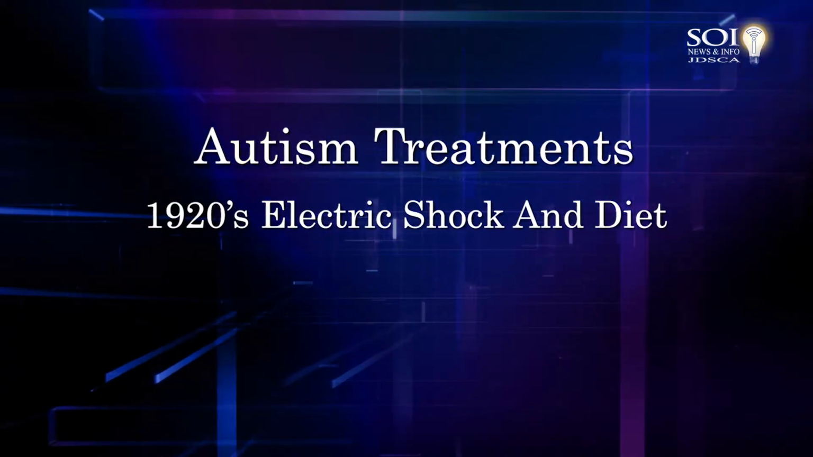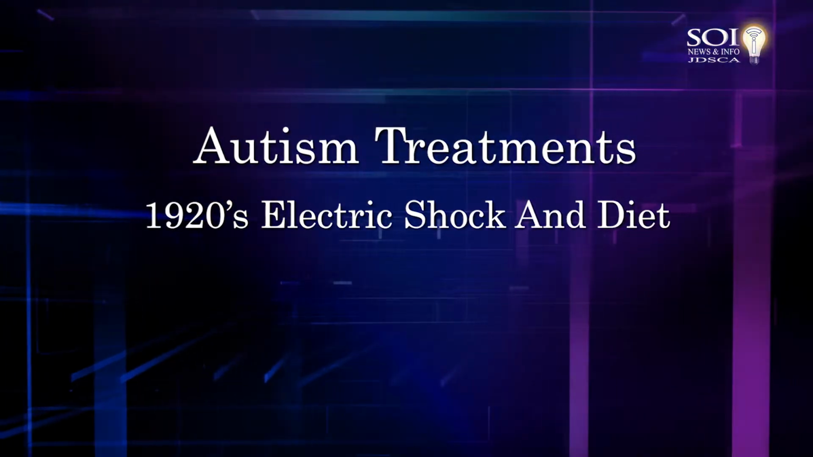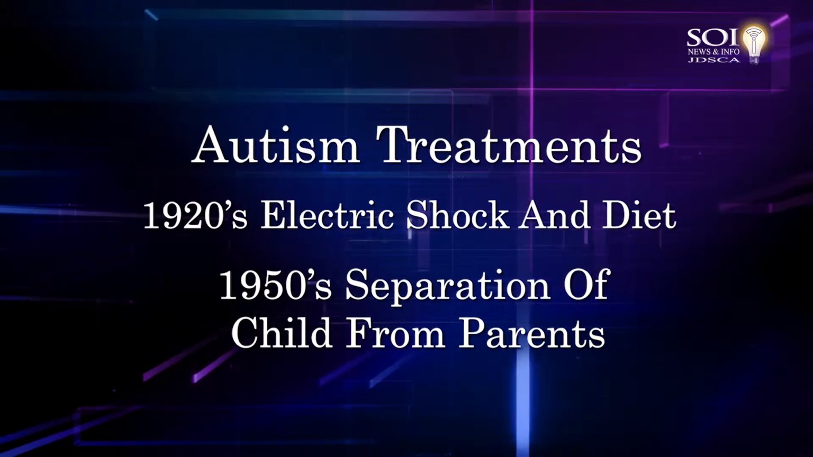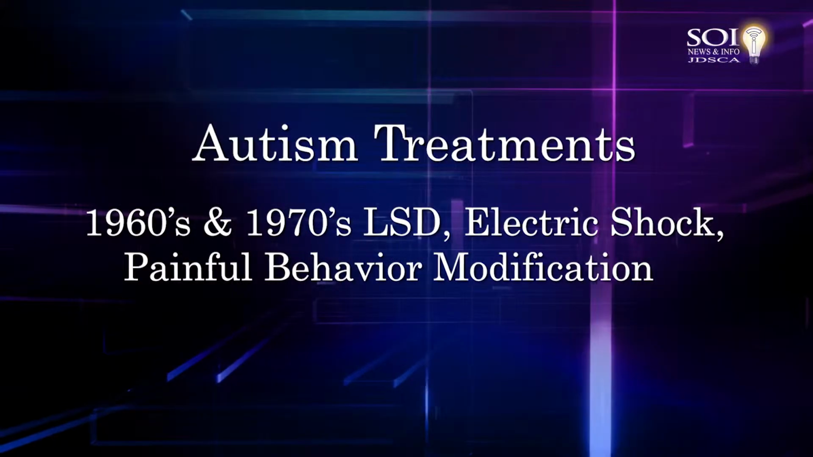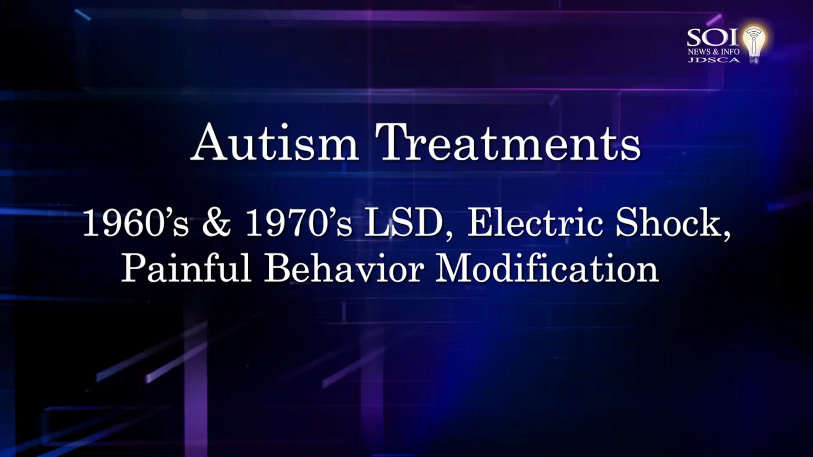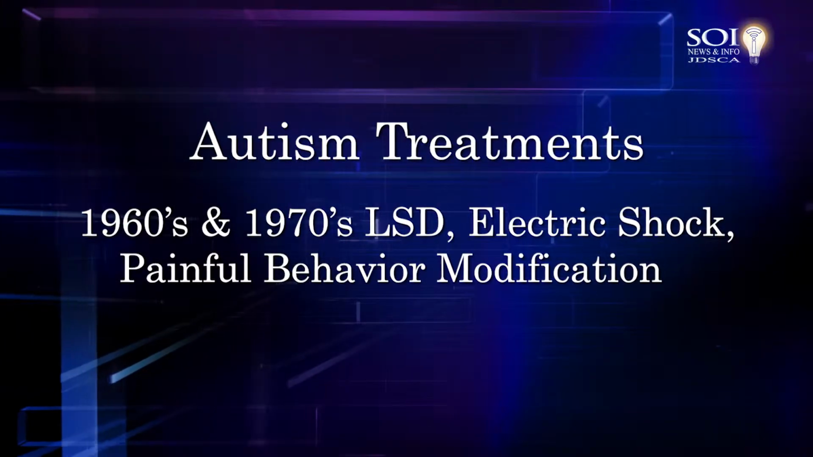In the 1920s, autistic children were exposed to electric shock therapy and put on special diets. In the 1950s, parents were blamed for being distant, so the common approach was to remove the child from the parents for long periods of time. In the 1960s and 70s, treatments consisted of LSD, electric shock, and behavior modification that focused on pain and punishment. Wow, things sure have changed. These days, the gold standard treatment for autism is applied behavior analysis, otherwise known as ABA.